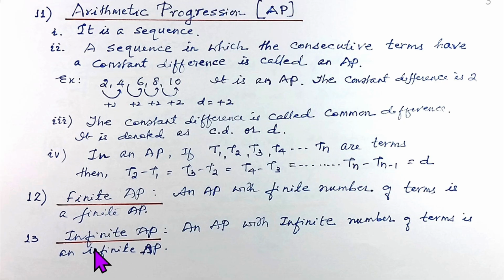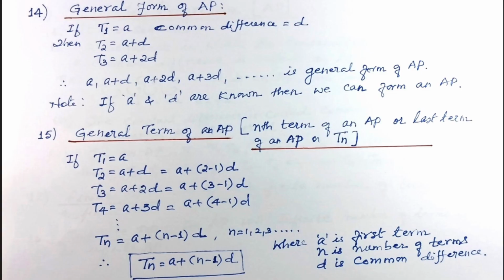Now there are two different types of APs we have. One is the finite AP, the other one is the infinite AP. In a finite AP, the number of terms is finite. That means if an AP has a finite number of terms, then it is a finite AP. That means the number of terms is countable. For 2, 4, 6, 8, 10, if you count here 1, 2, 3, 4, 5, there are only 5 terms, so it is a finite number of terms. Therefore, it is a finite AP. Infinite AP means an AP with an infinite number of terms is called an infinite AP.